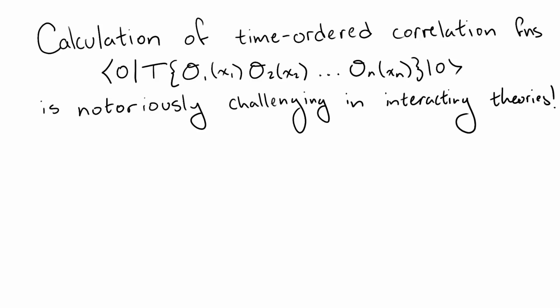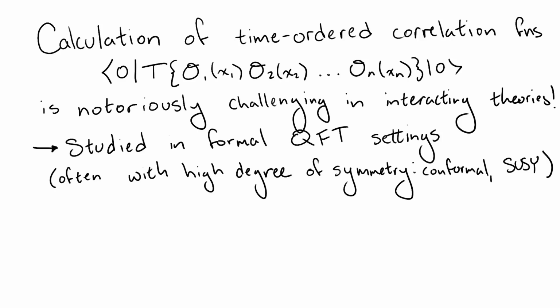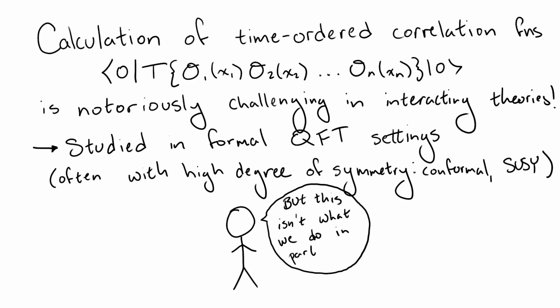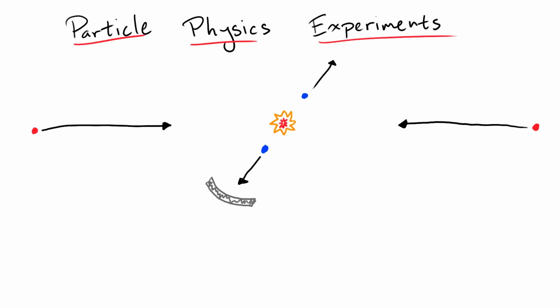This sort of calculation, namely the calculation of correlation functions between separated spacetime points, is notoriously challenging and is typically what one studies in formal quantum field theory. However, in particle physics contexts, this isn't what we really want to calculate. Instead, we're more concerned with what happens in particle experiments, where we prepare collections of particles and shoot them at each other to produce a different final state that then flies into our detector.